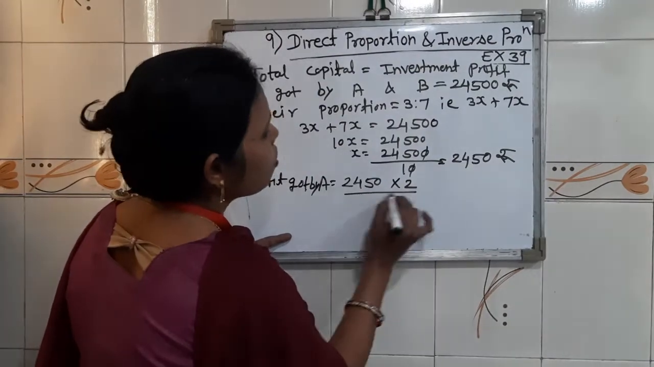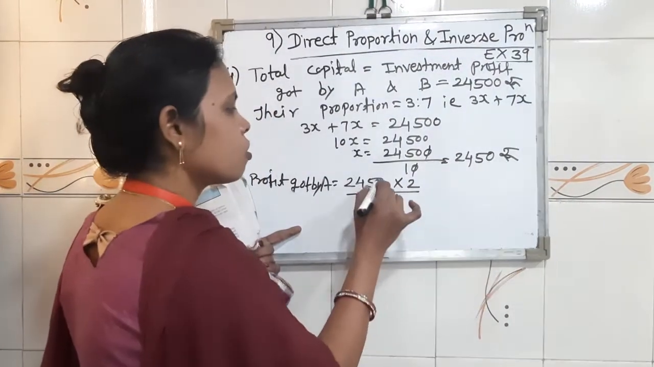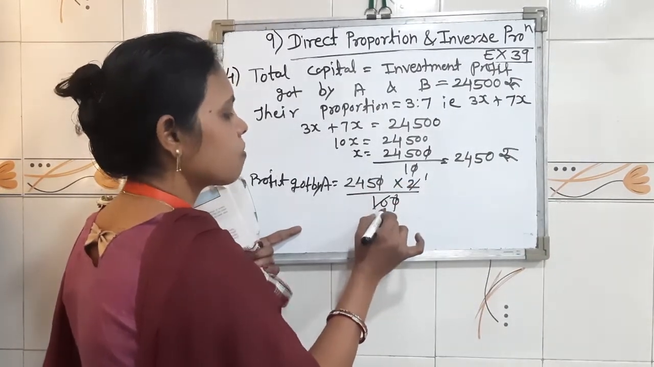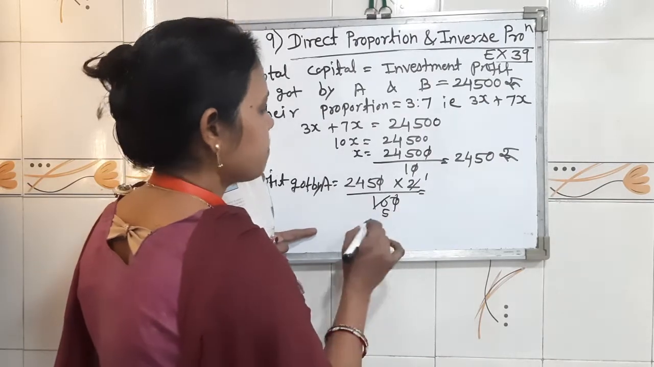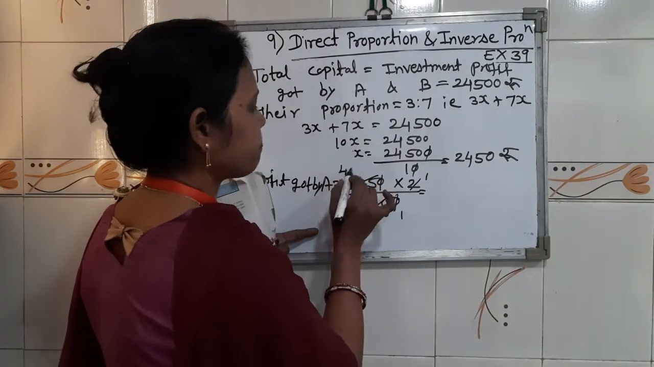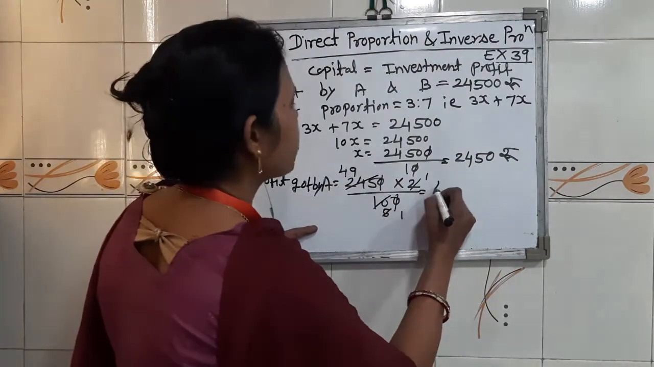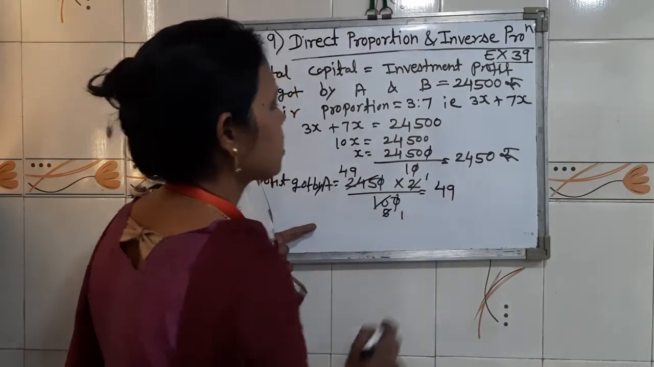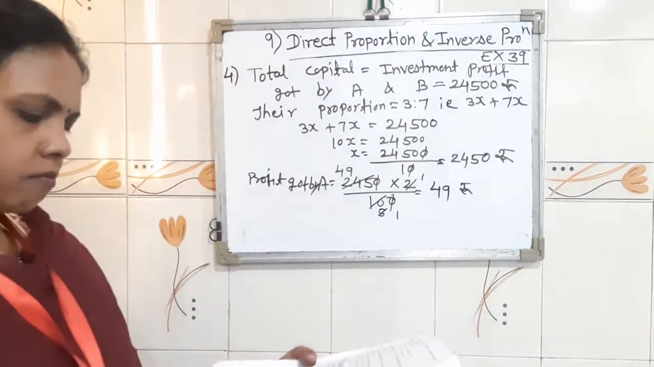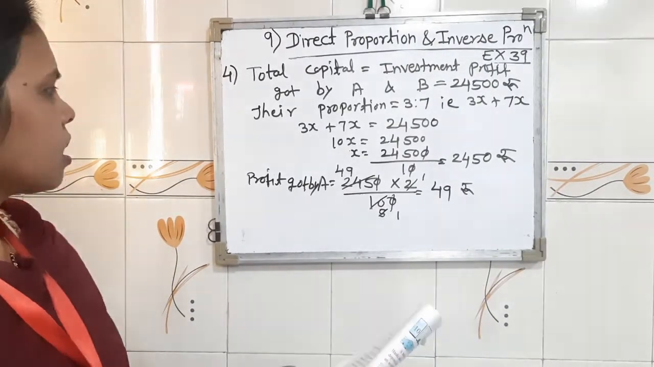into 2 upon 100. So children, here the zeros we will cancel. After that 2 ones are 2, 2 fives are 10. Then 5 ones are 5, 5 fours are 20, 5 nines are 45. Answer: 49 rupees. Next one is given here.